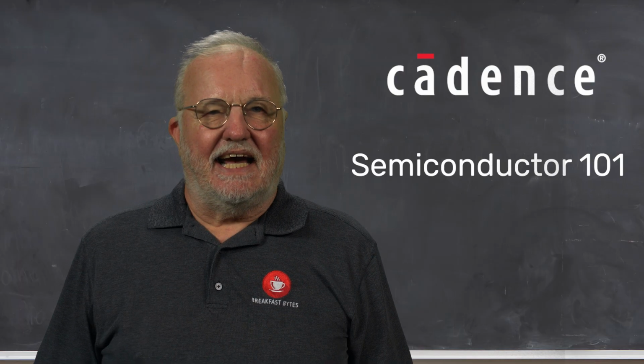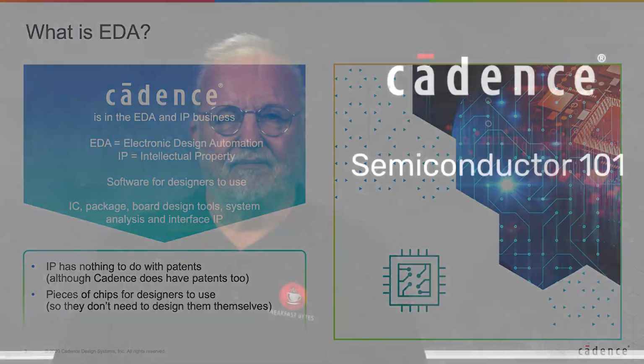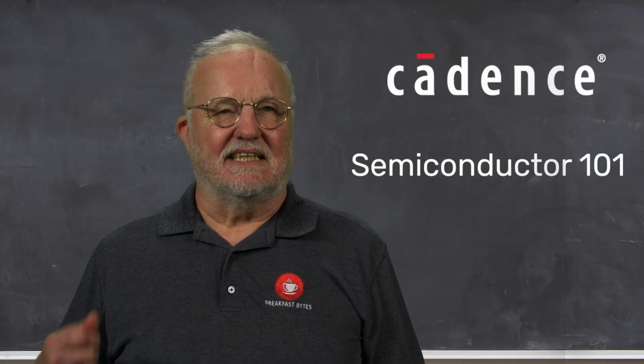So I mentioned EDA, and that stands for Electronic Design Automation. If you ask what Cadence does, we're in the EDA industry. We also have another part of the business called IP, which stands for Intellectual Property, which is a bit of a confusing term because it's nothing to do with patents, which is what intellectual property normally means. But in this context, it's little pieces of chips for designers to use.